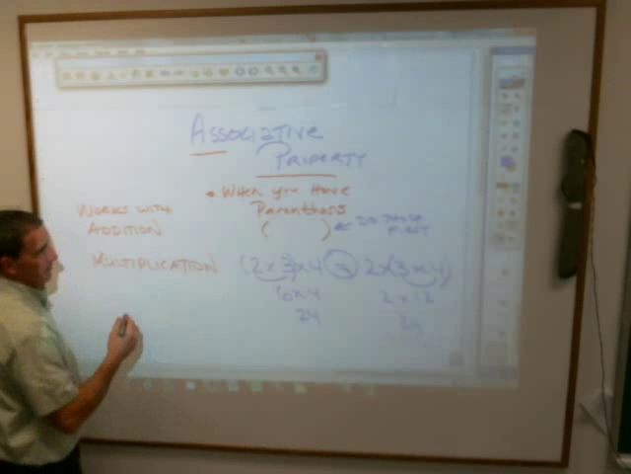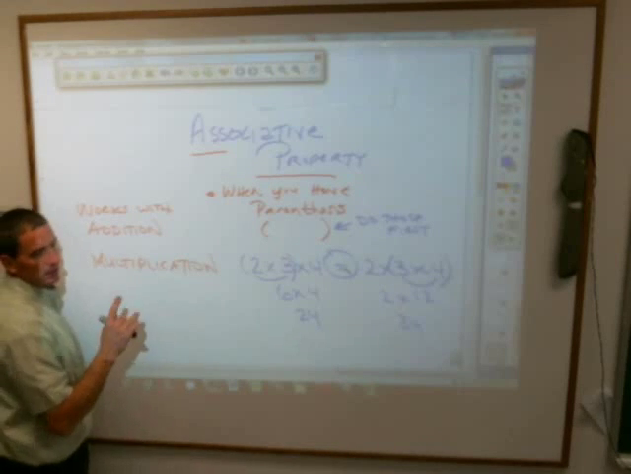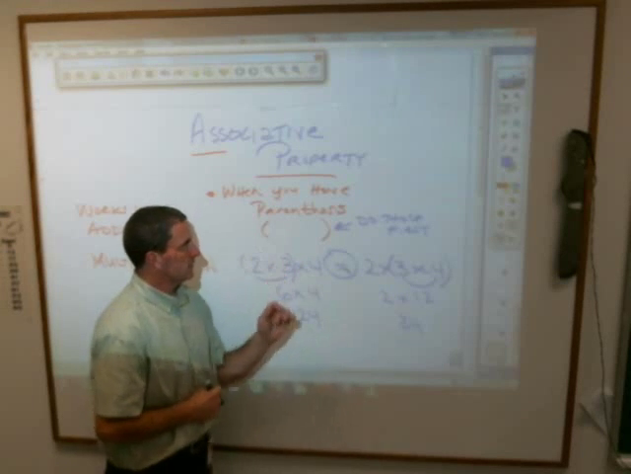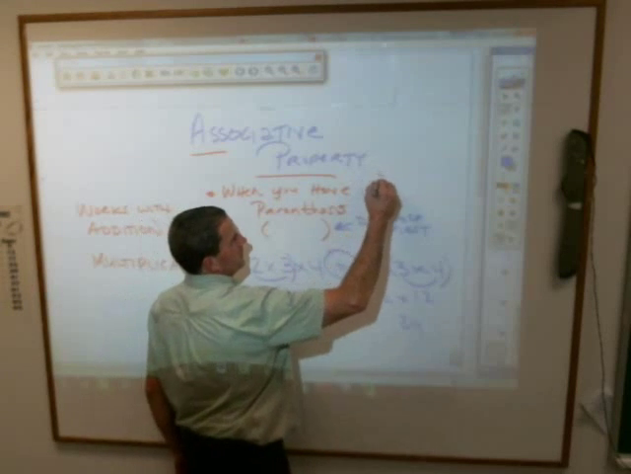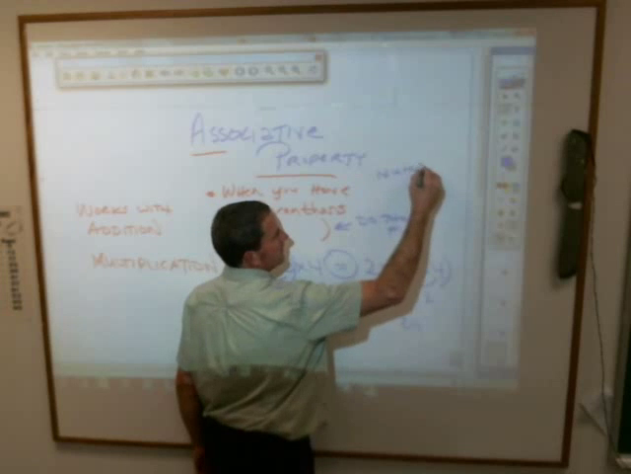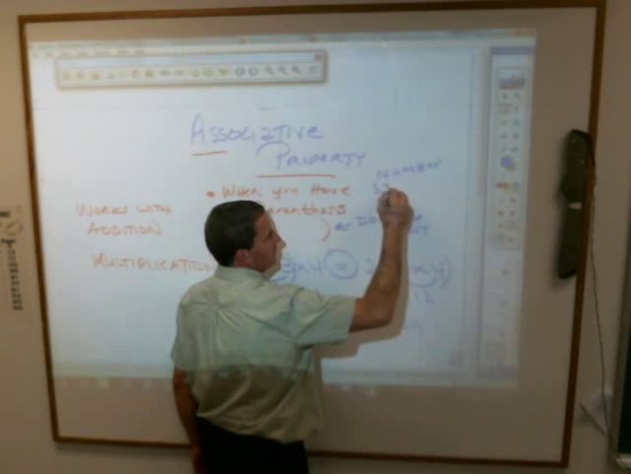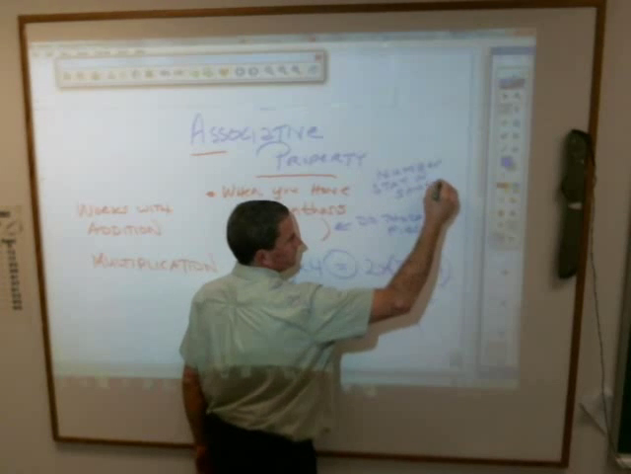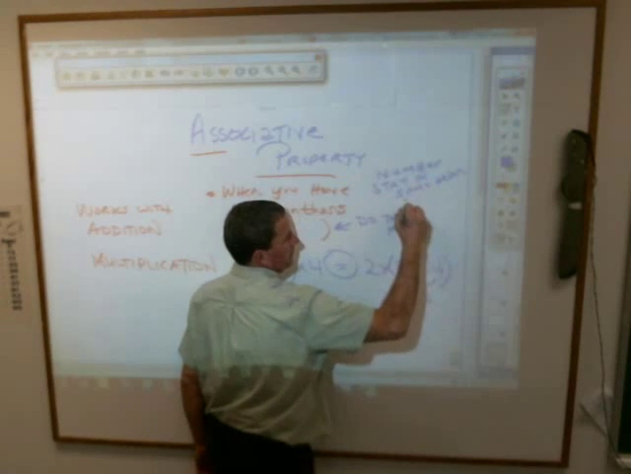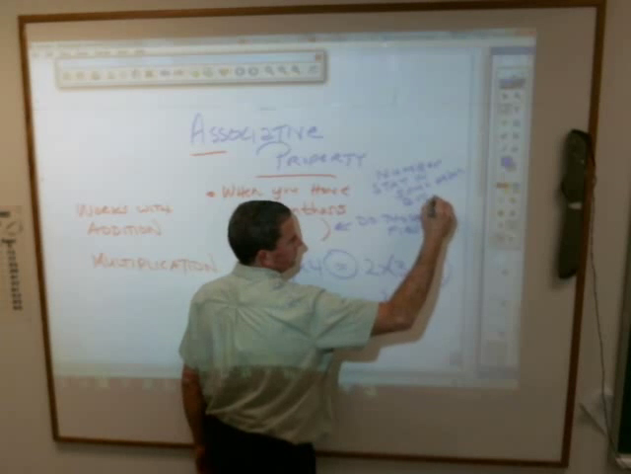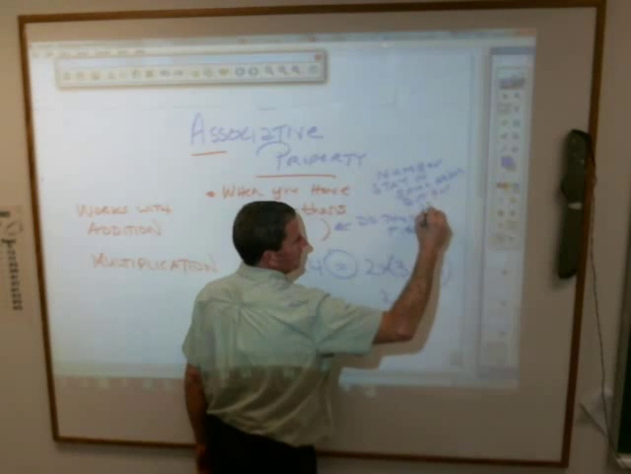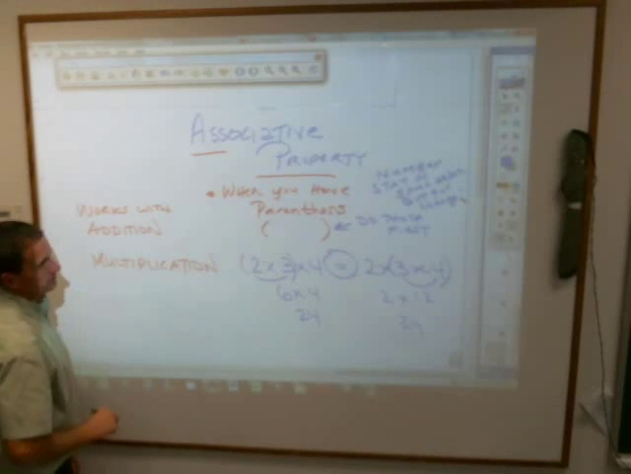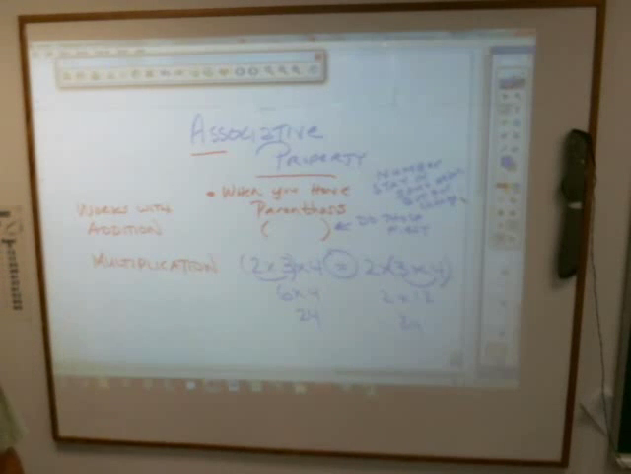The associative property says that the numbers don't change, but the way you group them does. That's probably what we should write down there. The numbers stay in the same order, but the parentheses change. Okay? Numbers stay in the same order, but the parentheses change.